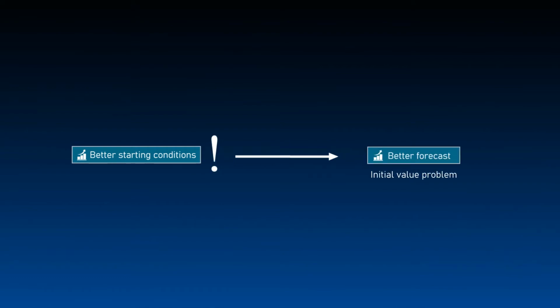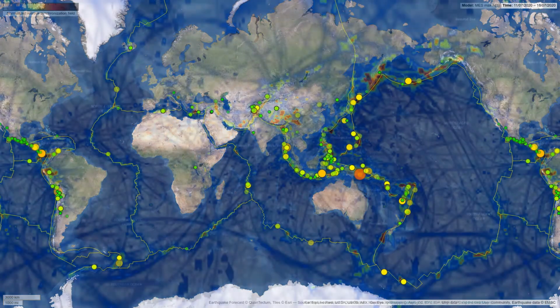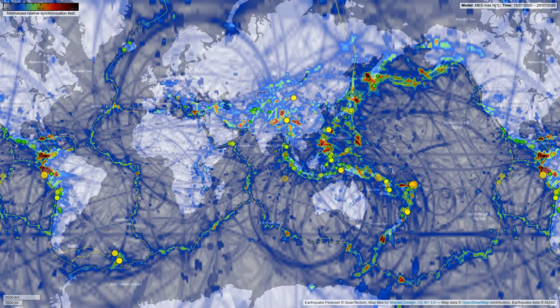The better the starting conditions are described, the better are the forecasts. This is the so-called initial value problem. The data assimilation module aims to provide forecasting models with the best starting values.